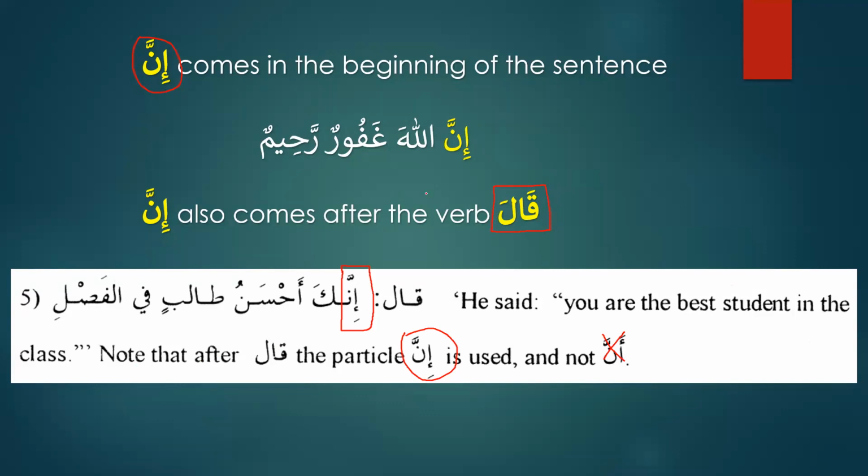What are the two things that we need to remember? Number one, it comes in the beginning of the sentence, and number two, it comes after the verb qala. And let me repeat again, it's not restricted to qala only, the past tense; it can be the past tense, it can be the present tense.